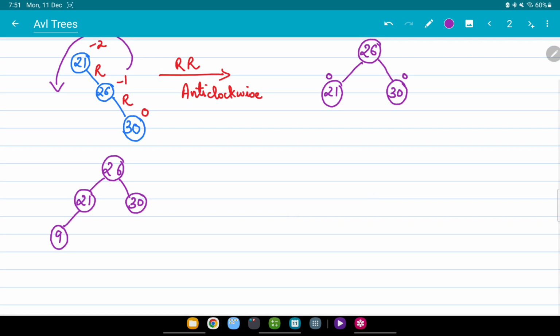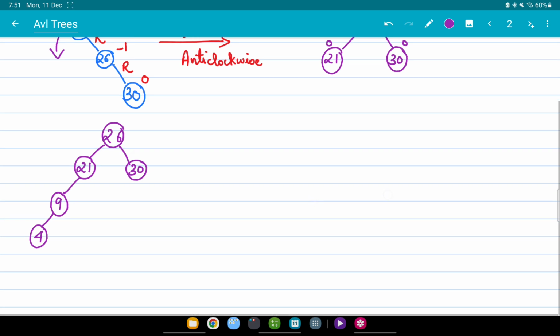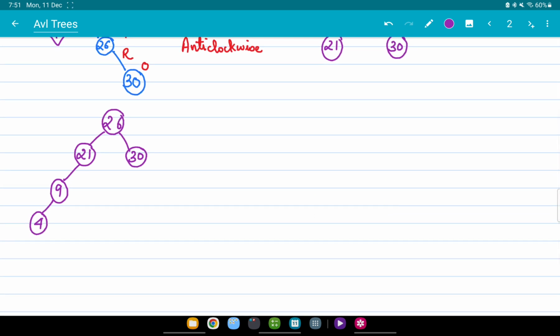4 will also come onto the left side of 9, because 4 is less than 26, so it comes onto the left side of 26. Similarly, it is less than 21, less than 9. So it keeps coming onto the left side and gets attached at the bottom. So we have inserted 4. Now again we have to check the balance factor.